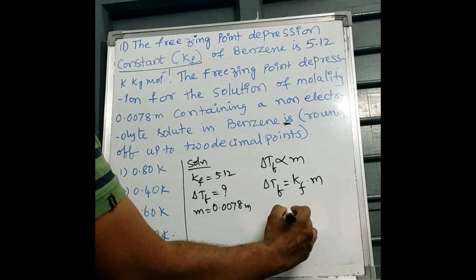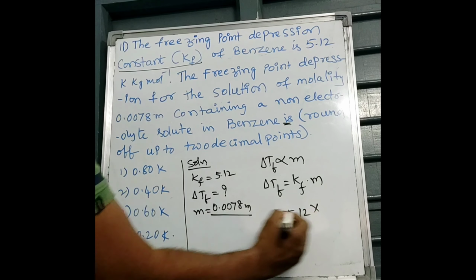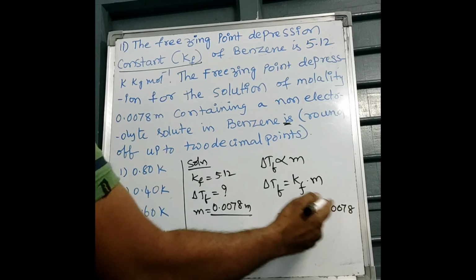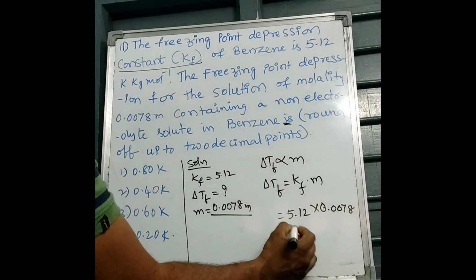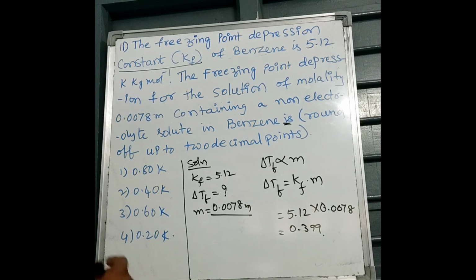Delta Tf equals Kf into molality. Kf is already given, 5.12, into the molality 0.0078. So directly substitute and you get the answer. The answer for that multiplication is 0.399. Approximately, when you round it off, you get 0.4. 0.4 is the correct answer for this question.